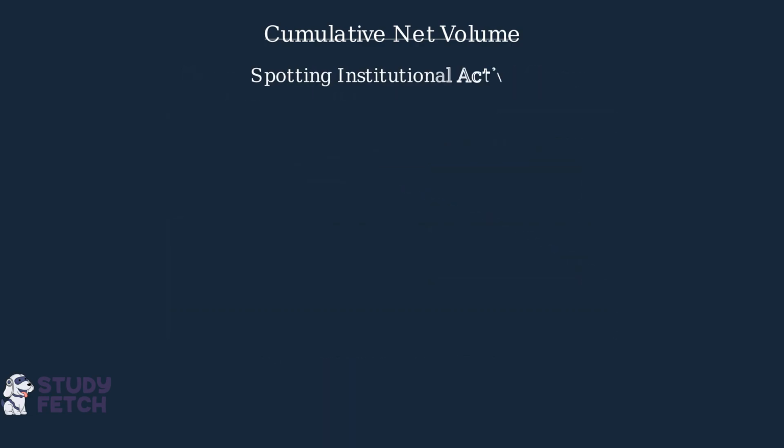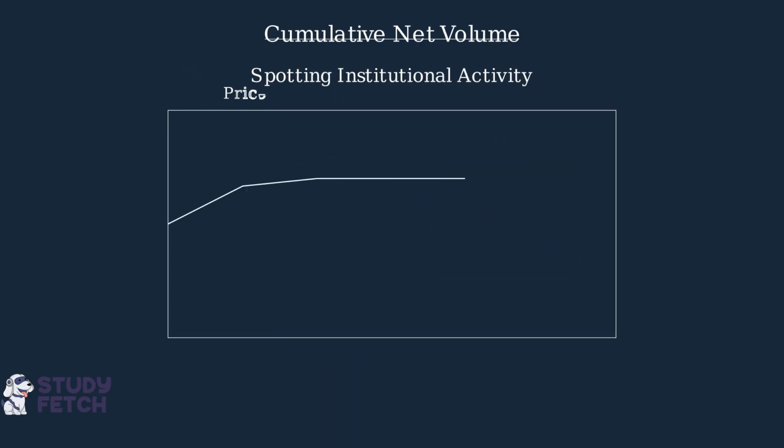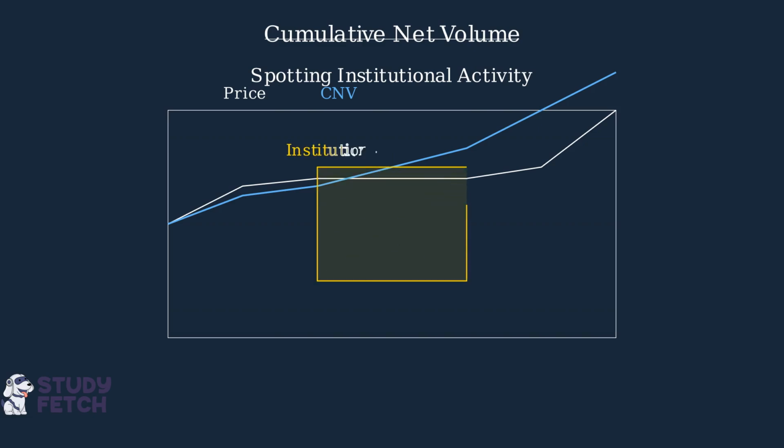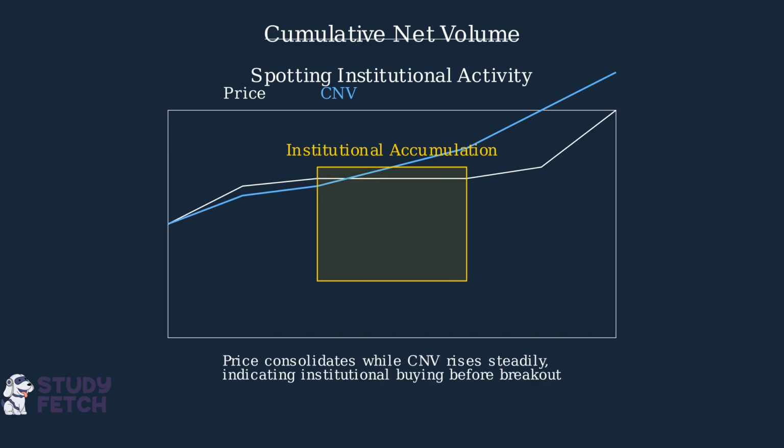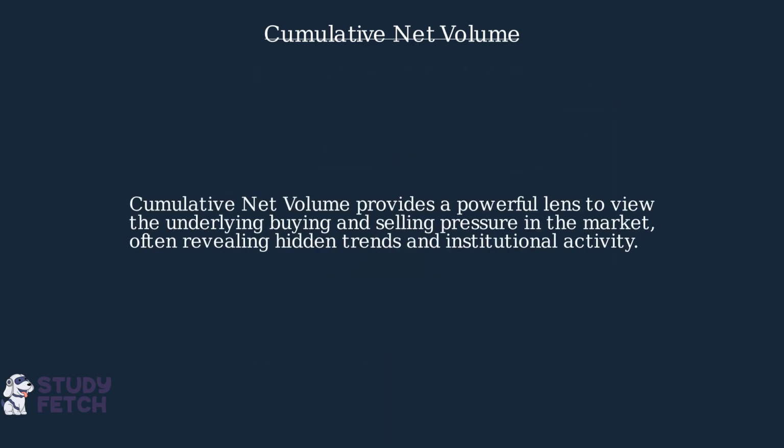Cumulative net volume can help spot institutional activity. When price consolidates but CNV rises steadily, it often indicates institutional accumulation before a breakout. In summary, cumulative net volume provides a powerful lens to view the underlying buying and selling pressure in the market, often revealing hidden trends and institutional activity.